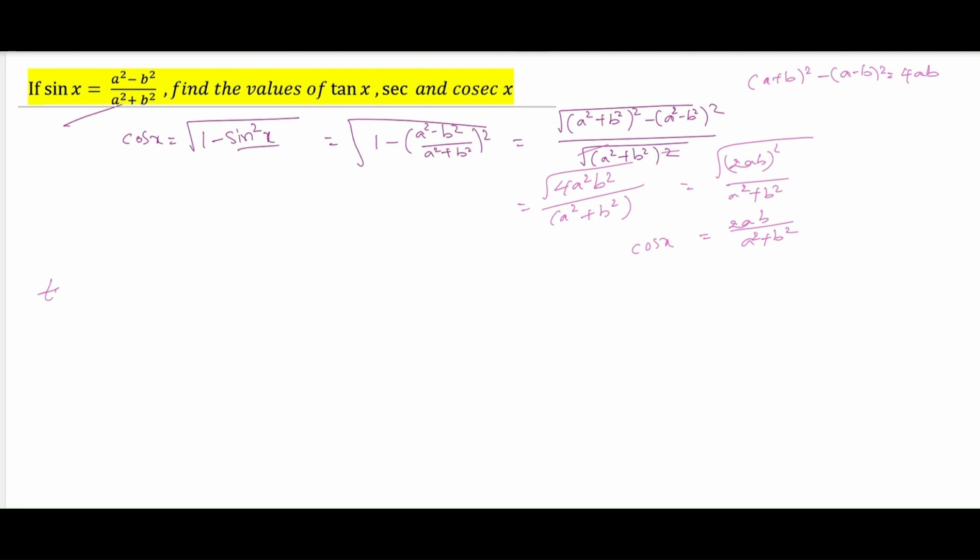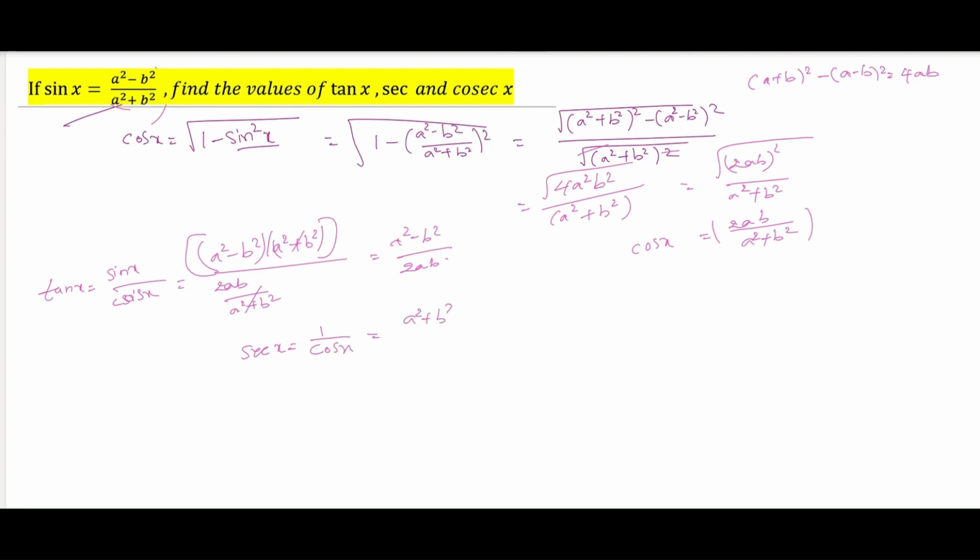The tan can be written as sine upon cos. So on writing sine upon cos, we have to divide this term with this. You get a square minus b square upon a square plus b square divided by 2ab upon a square plus b square. These two will get cancelled out. We'll have a square minus b square upon 2ab. Next, the secant x is nothing but the reciprocal of cos x. So this can be written as a square plus b square upon 2ab. Cosecant x is nothing but the reciprocal of sin x. And so this can be written as a square plus b square upon a square minus b square.